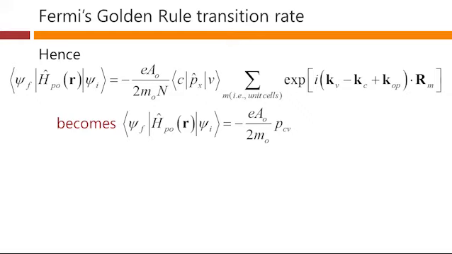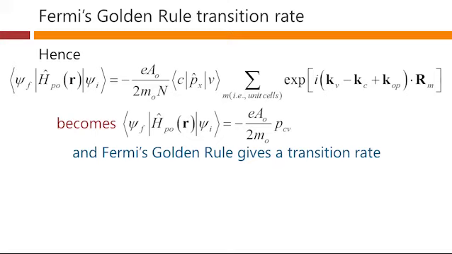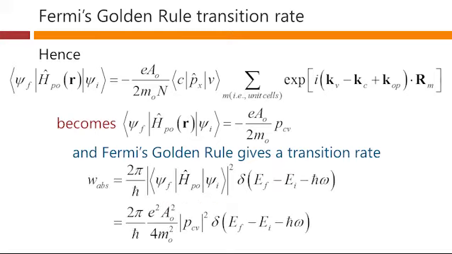So we're now forcing the final wave function to have a wave vector such that this all adds up to 0. And then Fermi's golden rule gives us a transition rate. This was our formula for Fermi's golden rule. So substituting in this answer for our matrix element gives us this result down here.